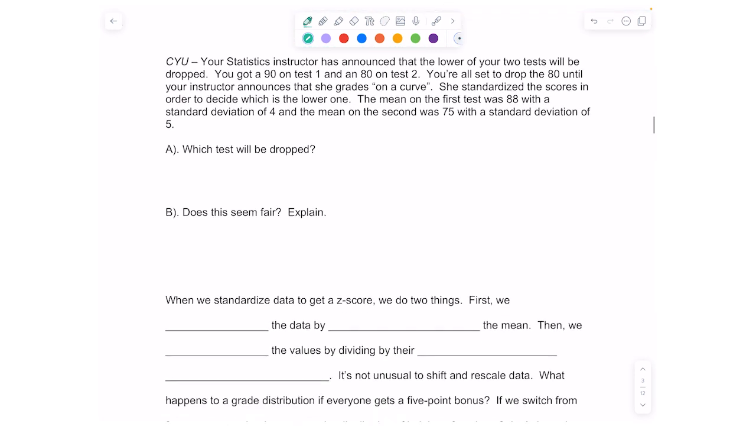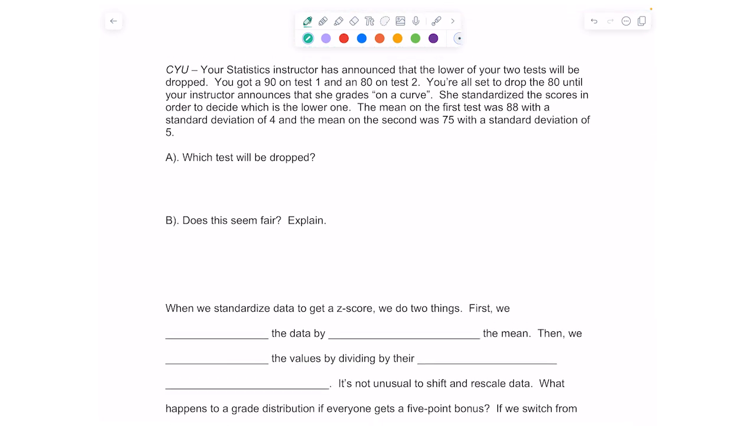Okay, so take a second, pause the video, and you can read through this and then try these problems on your own. Your statistics instructor has announced that the lower of your test scores will be dropped. You got a 90 on test 1 and an 80 on test 2. You're all set to drop the 80 until your instructor announces that she grades on a curve. She standardized the scores in order to decide which is the lower one. The mean on the first test was 88 with a standard deviation of 4, and the mean on the second was 75 with a standard deviation of 5. Which test will be dropped, and does this seem fair? Explain.